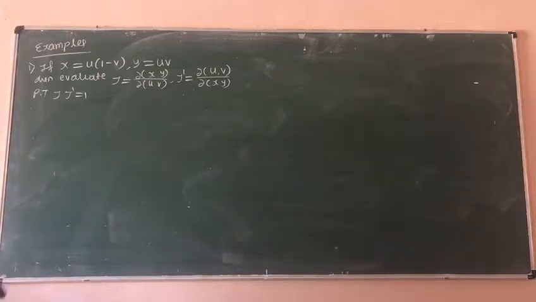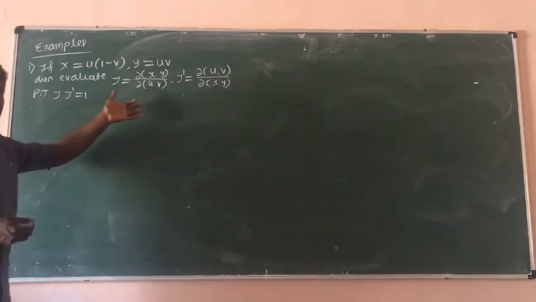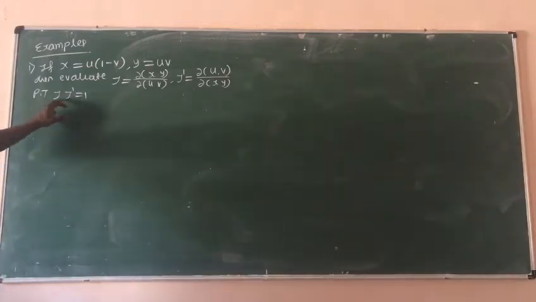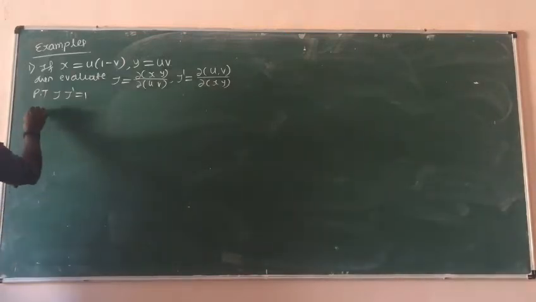Next example. If x is equal to u(1 minus v) and y is equal to uv, then evaluate J and J dash. Find the Jacobian of this, then verify or prove that J into J dash is equal to 1. First, write the given functions.